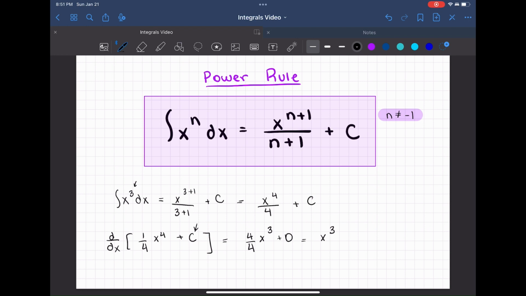So this power rule is just the backwards way of taking the derivative of a number with an exponent. There is a little caveat where the exponent cannot be -1. If the exponent is -1, there's a special case for that, which we'll go over in future lessons.